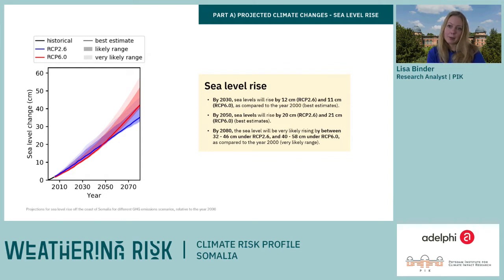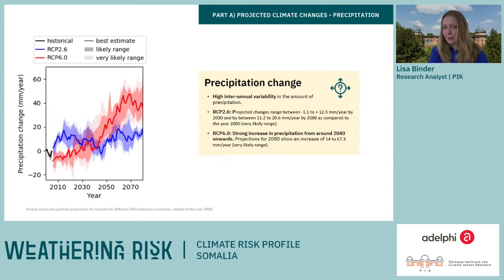However, we can also see that the uncertainty about the level of increasing sea level rises the further one looks into the future, but it is still very likely that the sea level will rise somewhere between 32 and 58 centimeters until 2080, depending on the greenhouse gas emission scenario. Let me now turn towards precipitation projections.